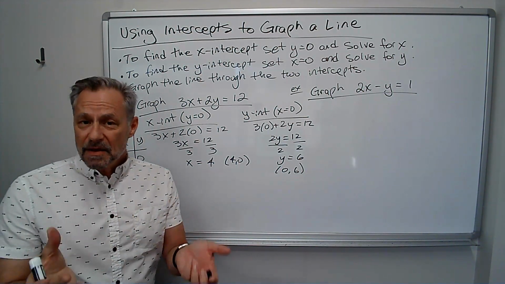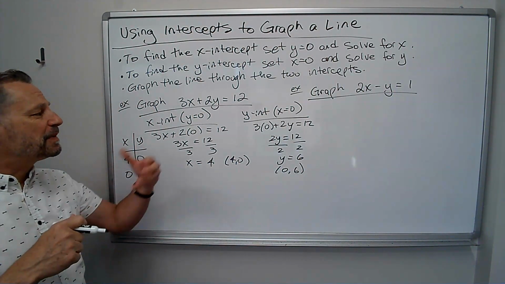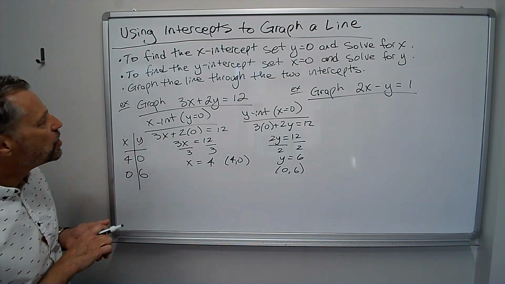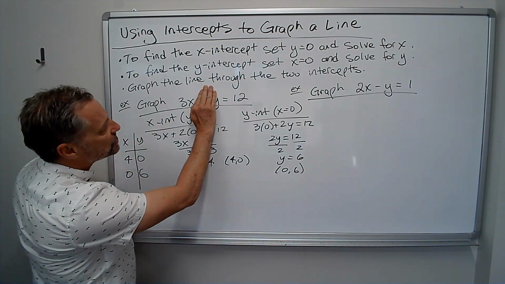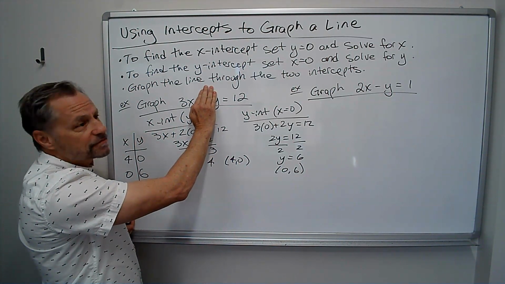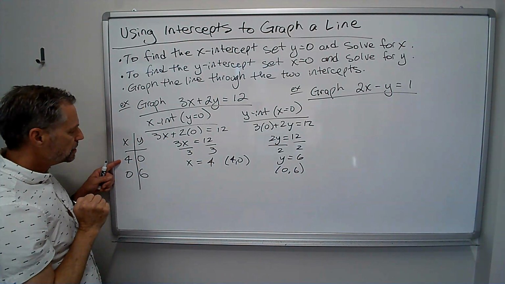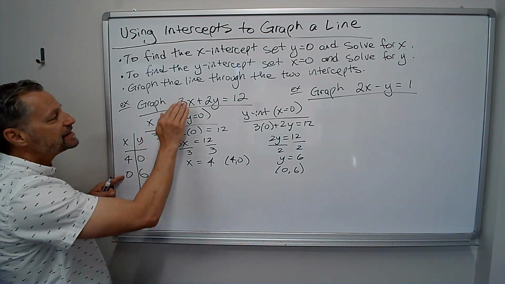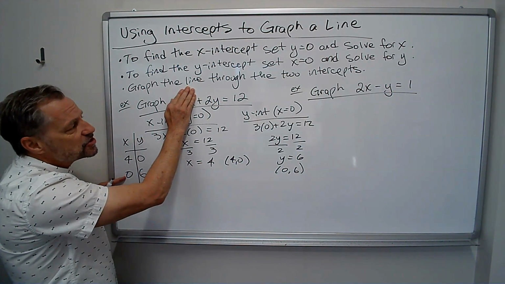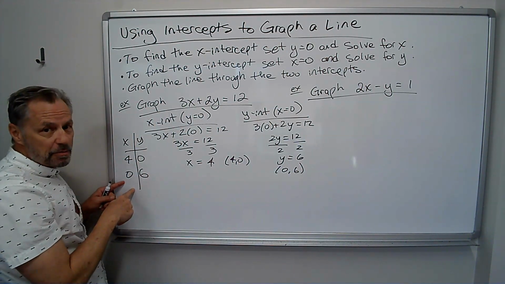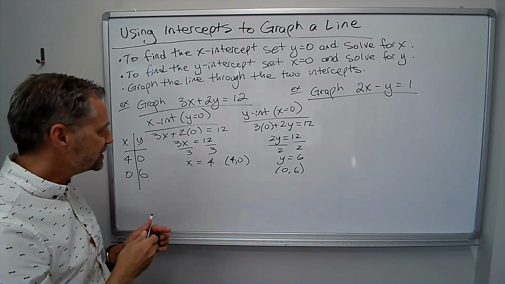Now, some people actually do this just by not working all that out. Some of you can do it in your head and just say, okay, if y is 0, that's gone. I just have 3x equals 12. Divided by 3, I get x equals 4. Boom, there's my point. Similarly, if x equals 0, that's gone. I get 2y is 12, so y has to be 6. Boom, that's my other point. And then I don't have to write out all these steps.